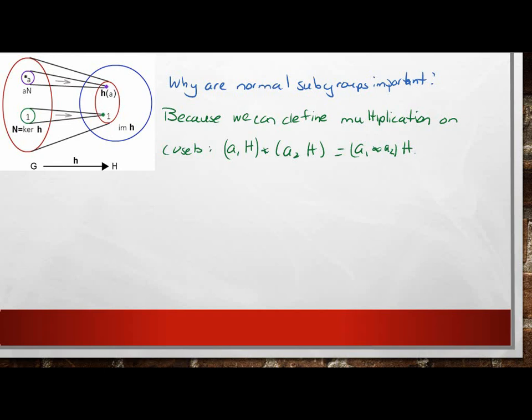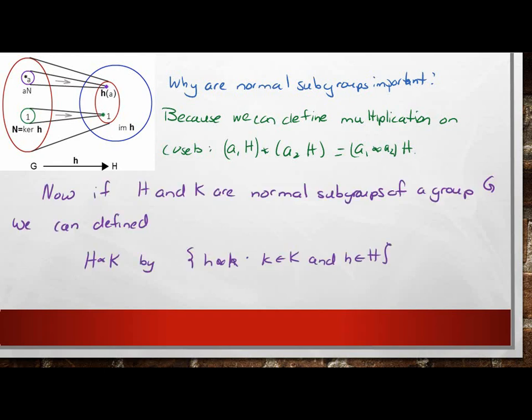If you had Fraleigh before, you recall him doing a pretty decent job of looking at normal subgroups. If H and K are normal subgroups of a group, we can define the product of these two by defining it to be the set of h times k, for little k in big K and little h in big H. It turns out that for normal subgroups this H star K is a subgroup of G.